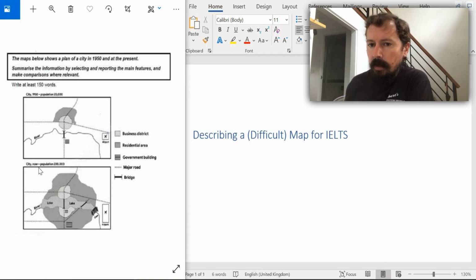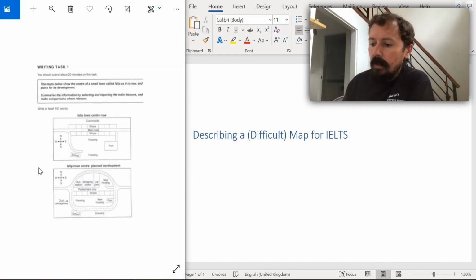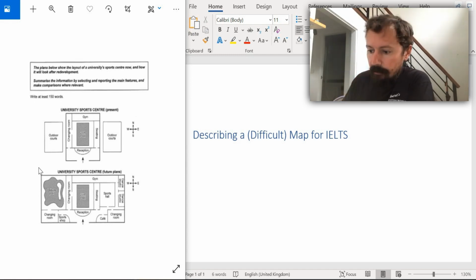So notice that you would have to use slightly different language for this, whether you're describing something from the past compared to the present, or something in the present compared to the possible future. So those are two types of maps. Both of those were about towns.